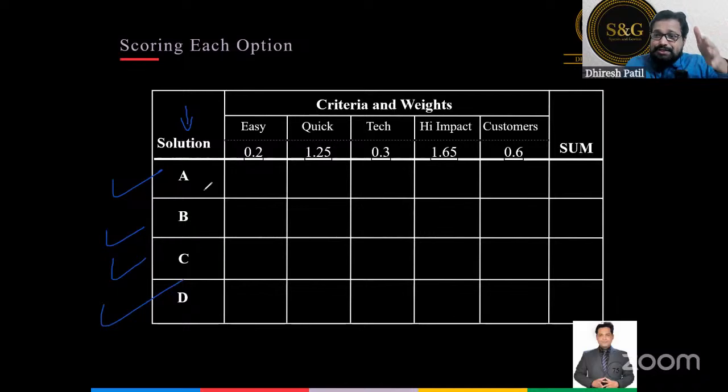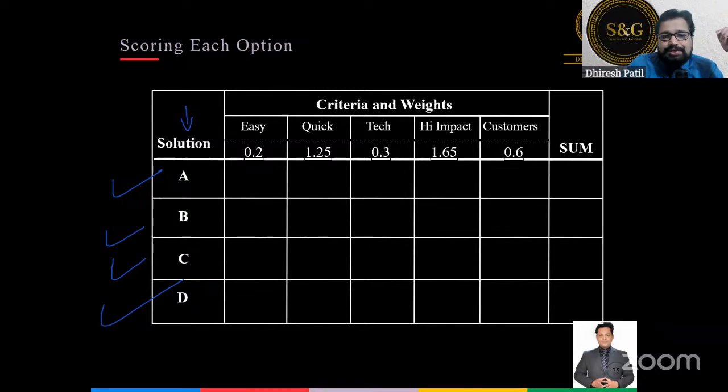Solutions A, B, C, D, all the ideas. Solution meaning all the ideas which we have generated. All the ideas we have put in the first column called solutions. And now on the horizontal axis, we have got all the weightage given. Okay. Now what is the next thing?